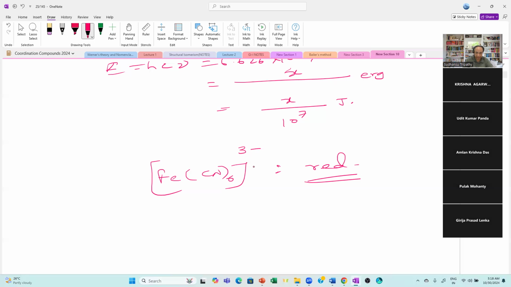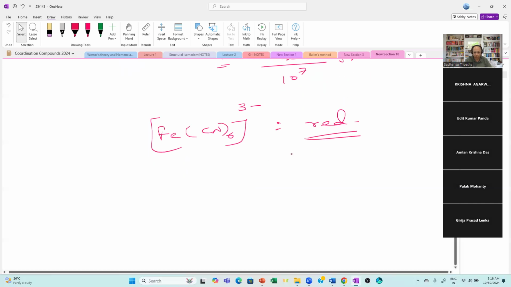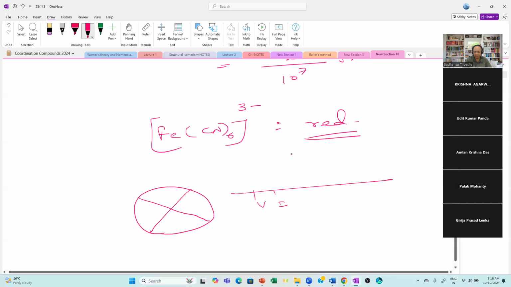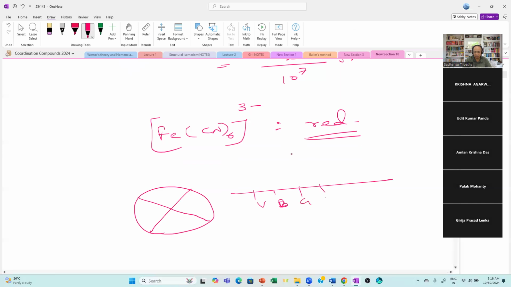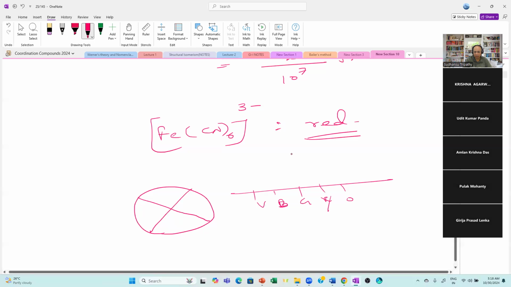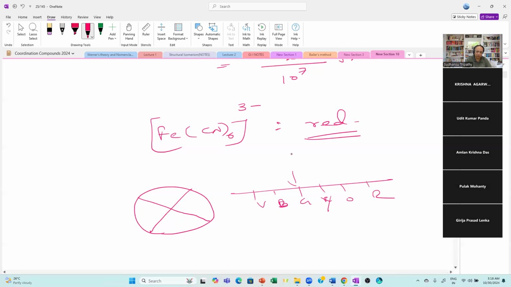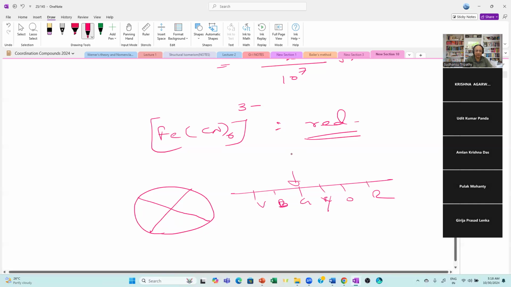But since the color is red, we have to explain that. If it is really red, then what is the complementary color of red? If you draw the color wheel, green is the complement. So it has to absorb in the green region.